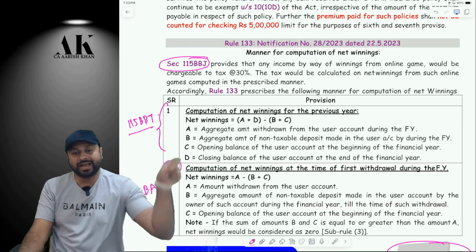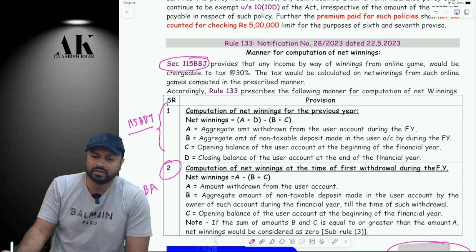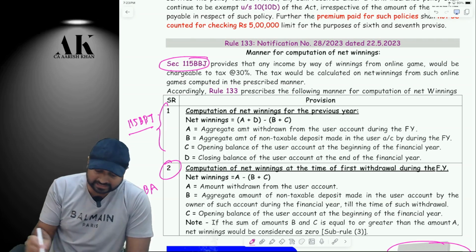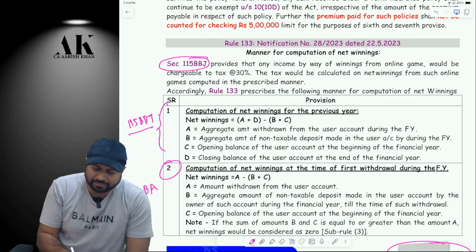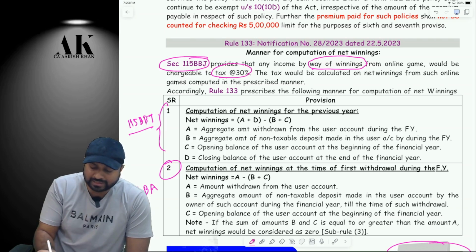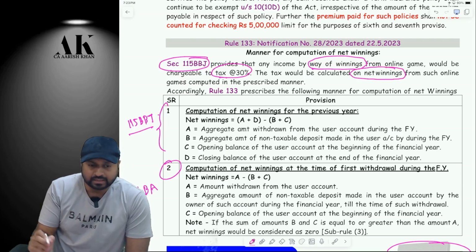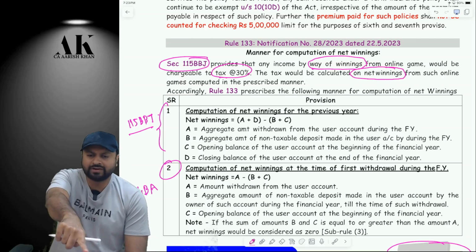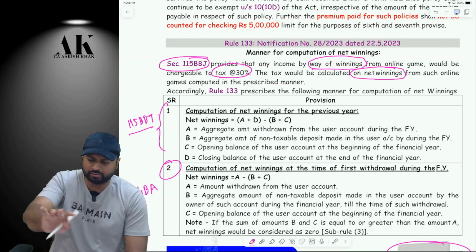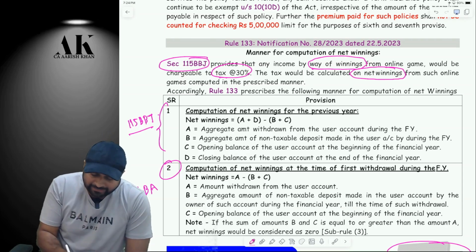So the department has to tell us, what do I mean by the term net winnings? See here, 115BBJ provides that any income by way of winning from online games would be chargeable to 30%. The tax would be calculated on what? Net winnings. In your book also, where 194BA is there, it is very clearly written that net winnings will be subject to TDS from such online game in the prescribed manner.